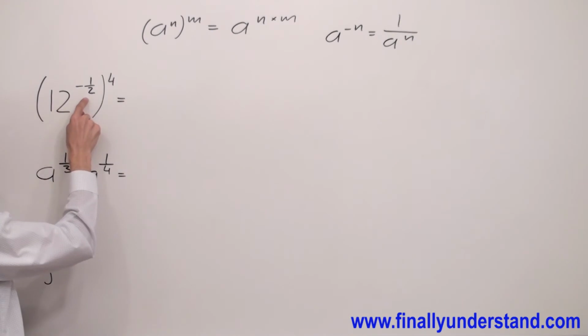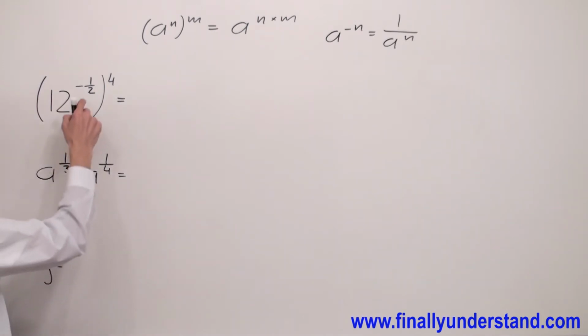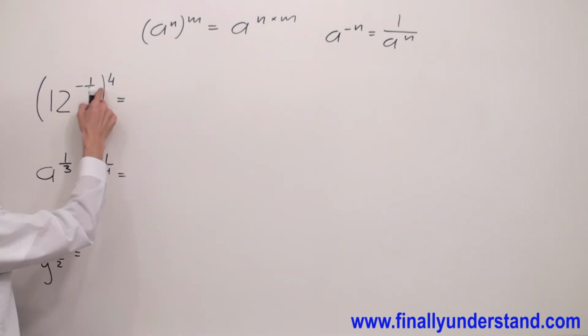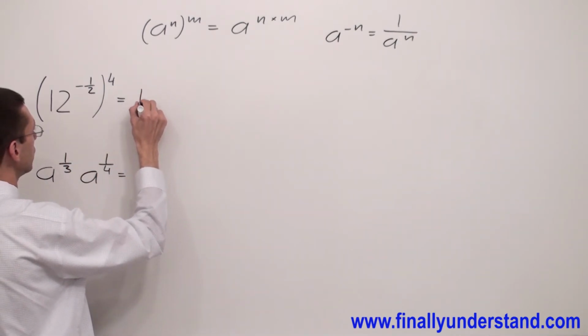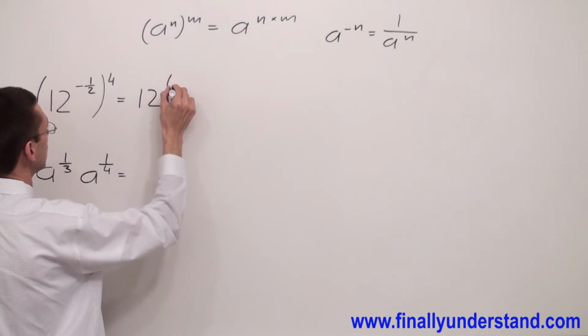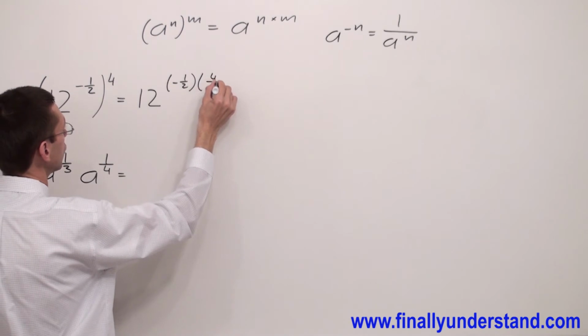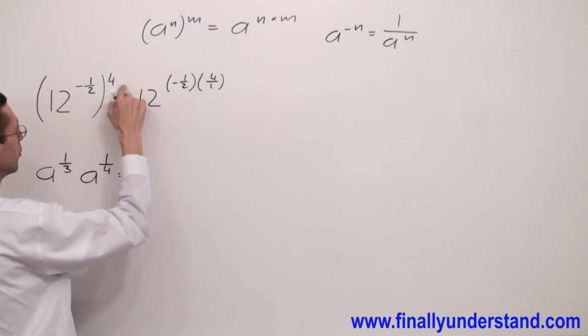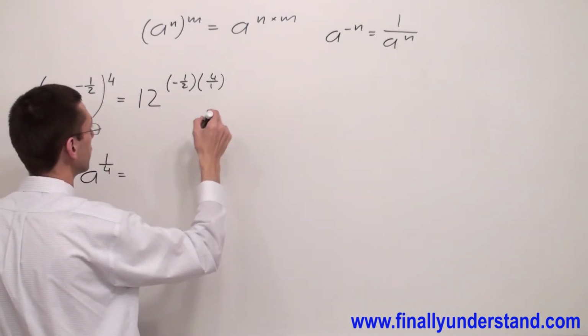I cannot find the whole number which is going to be raised to the second power and is going to give me 12. So if I have a situation like this, I have to simply multiply these two exponents by themselves. So I'm going to have 12 and I have negative 1/2 times 4/1. I convert the whole number to a fraction because I'm dealing with a fraction inside of the parentheses.